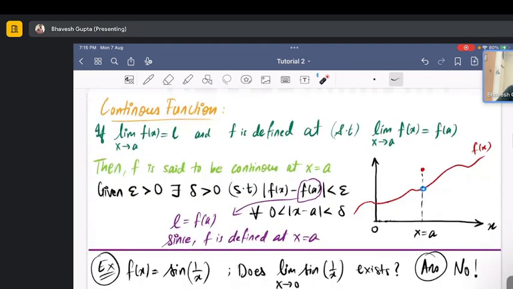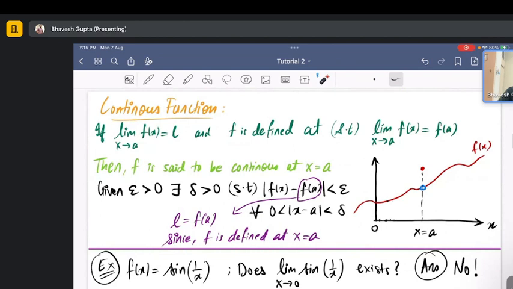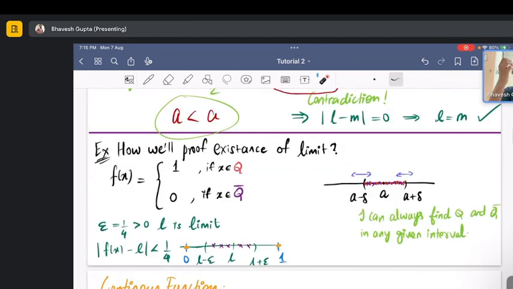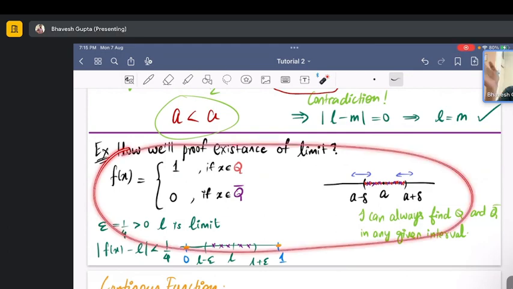Now let's get back to the continuous function, because that's how I set up the idea of continuity. We just saw that this is a typical example in which it's not continuous at each and every point.